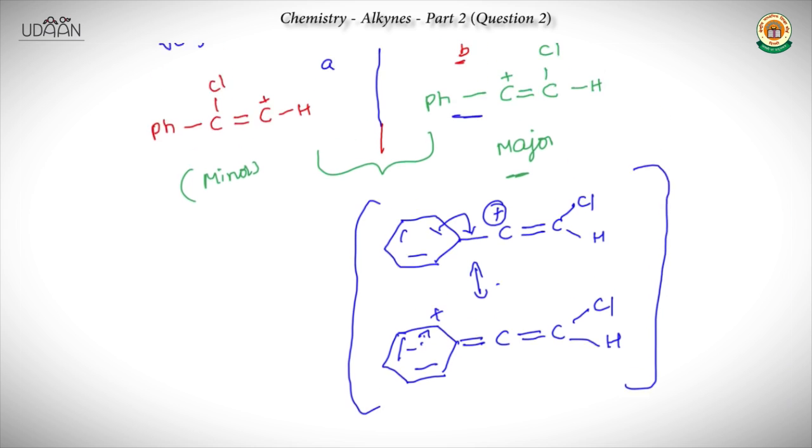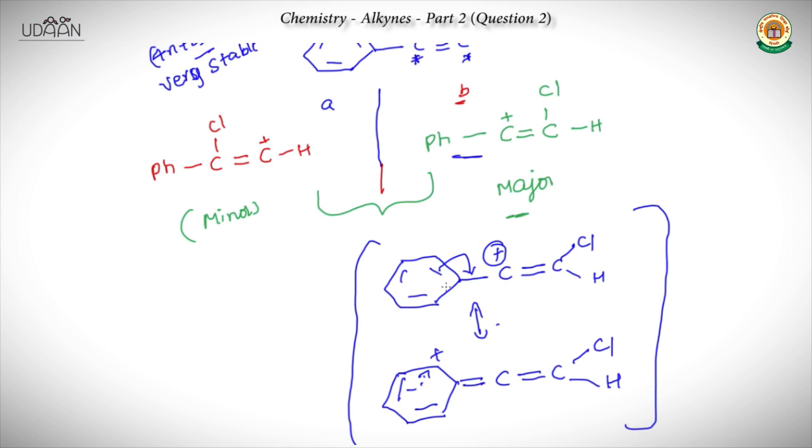But in your GOC you have learned that because of this it's more stable. So this is the major one and this is the minor one. As you can see, here there is no conjugation possible for it.